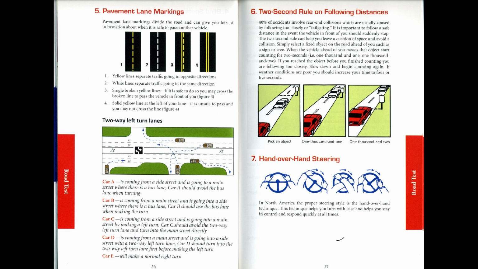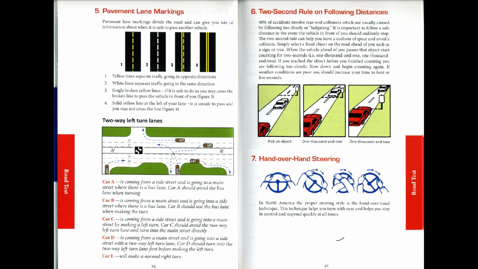Car C is coming from a side street and is going into a main street by making a left turn. Car C should avoid the two-way left turn lane and turn into the main street directly. Car D is coming from a main street and is going into a side street with a two-way left turn lane. Car D should turn into the two-way left turn lane first before making the left turn. Car E will make a normal right turn.